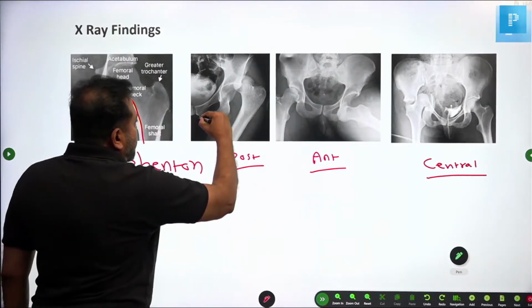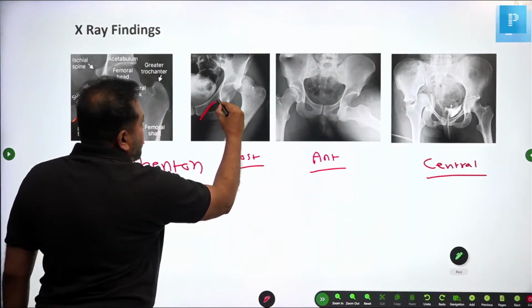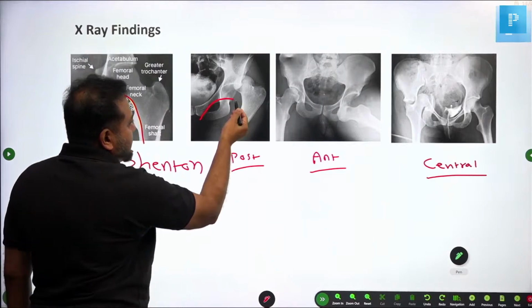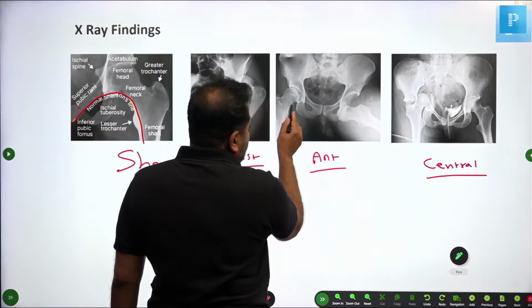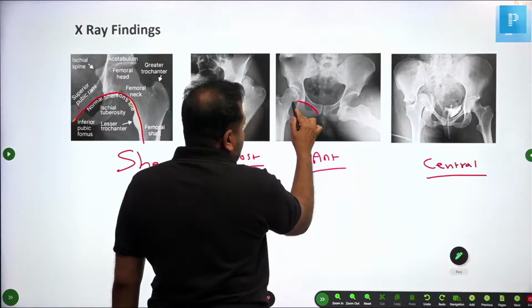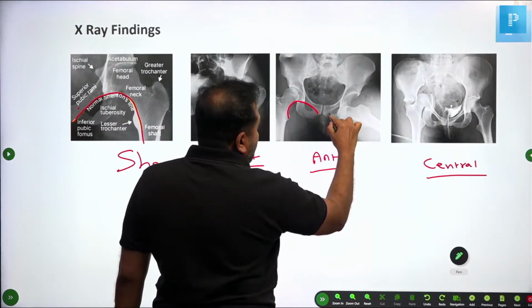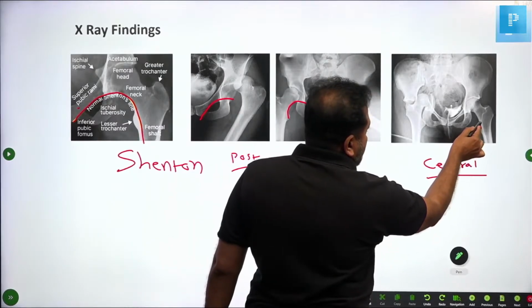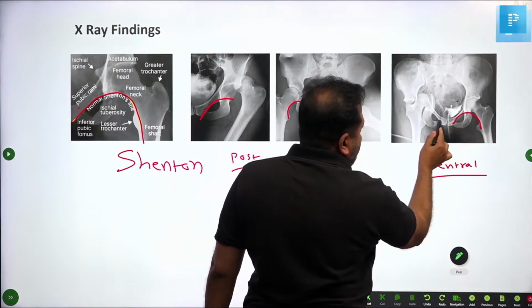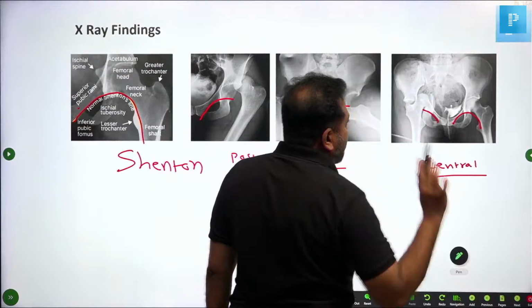When I draw this line, the Shenton's line, along the superior pubic rami, I am not able to complete it. The Shenton's line is broken. In anterior also, you see in the normal side when I draw, I am able to draw it correctly. In the abnormal side, it is broken. Here you see, in the normal side, this is okay. In the abnormal side, it is broken.